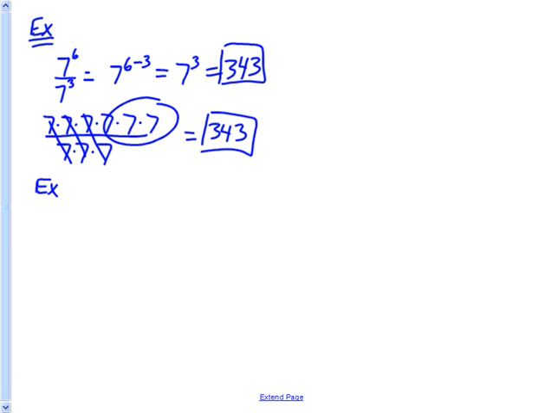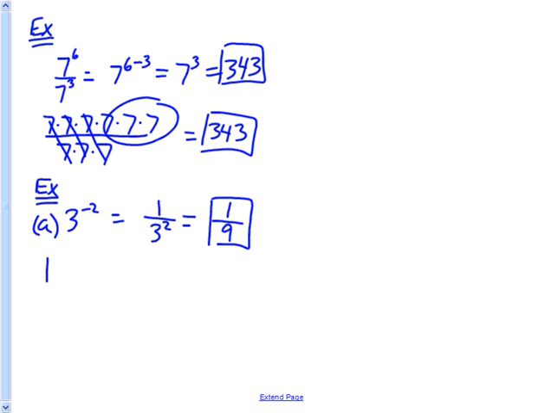Let's do another one. How about 3 to the negative 2? By definition, that is the negative exponent property. That's 1 over 3 squared, or 1 over 3 times 3, which is 1 over 9. You'll probably remember that one.